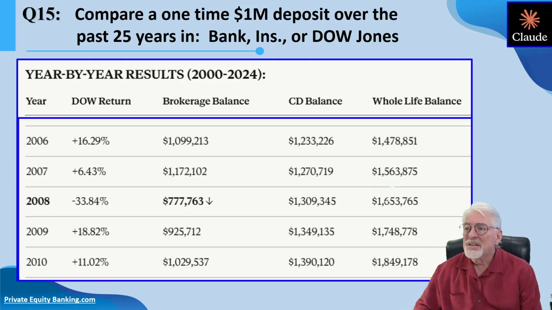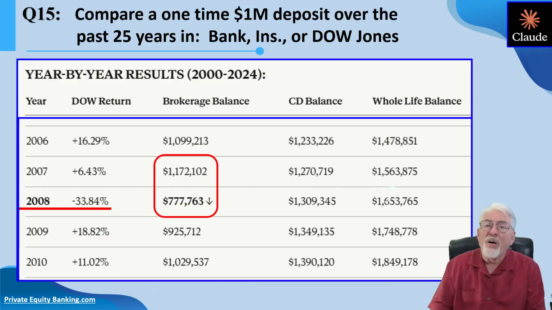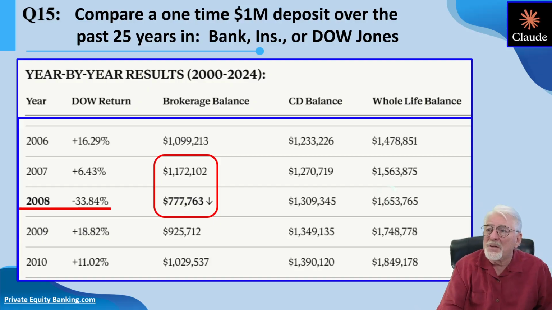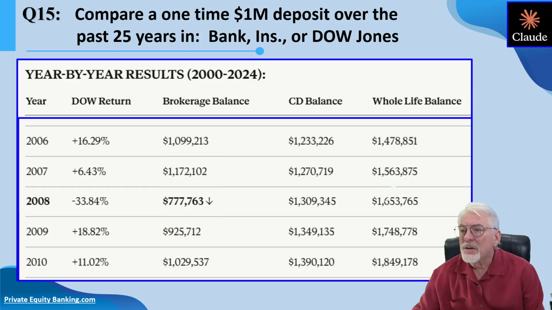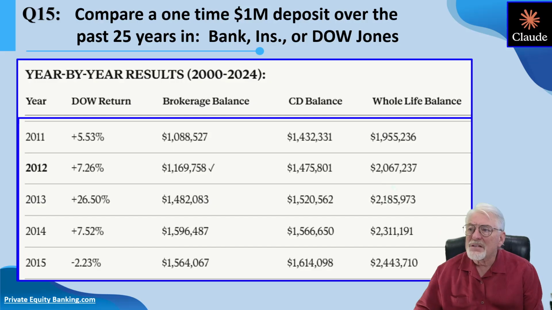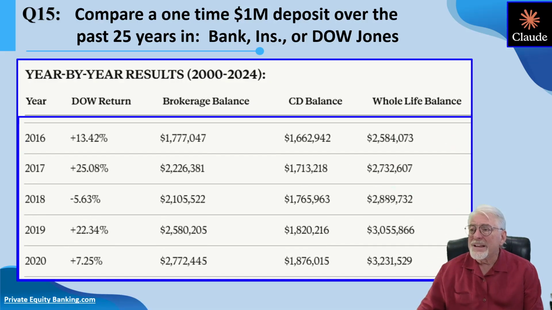So 2006 to 2010, we had, as we know, a negative 33.84% in 2008. So notice here, the Dow had taken your million and you were now up to $1,172,000. But, and I think it was just a handful of months, the Dow dropped by 33.84%, taking your almost 1.2 million down to $770,000. Whereas your boring investment of the CD and the whole life are still just trudging right along. 2011 to 2015, in just 15 years.